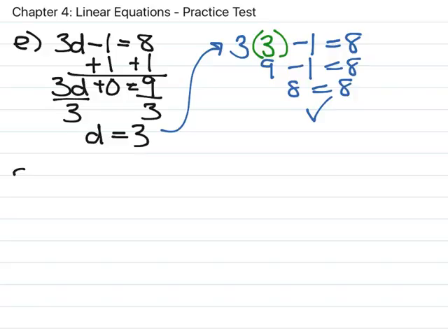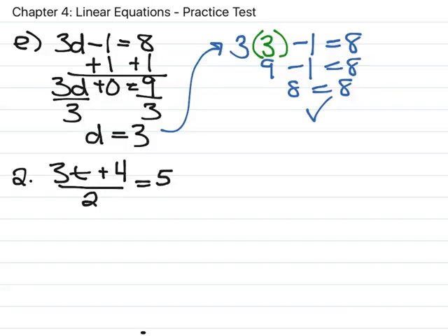Question 2. You're asked to solve each equation. So you have 3t plus 4, all divided by 2, equal to 5.